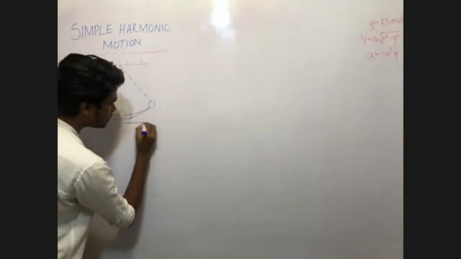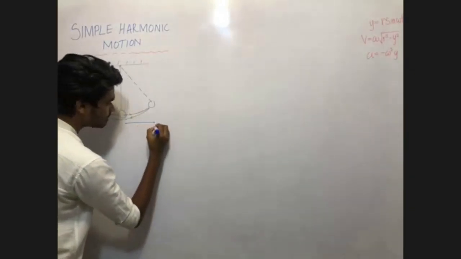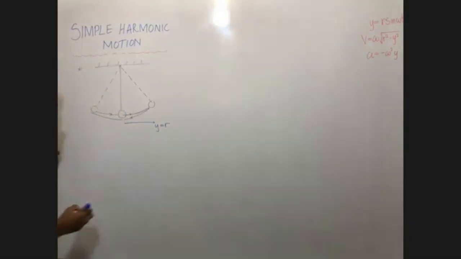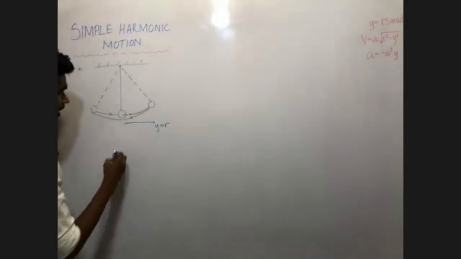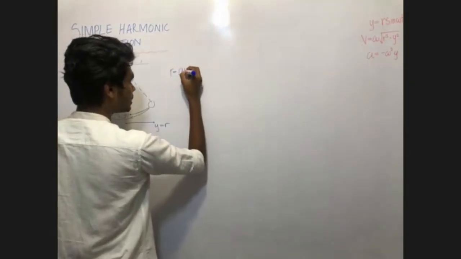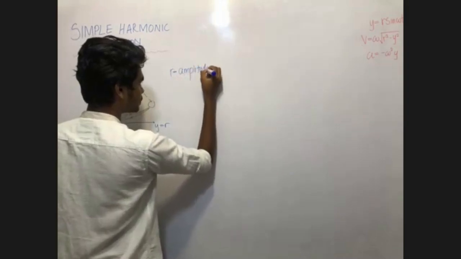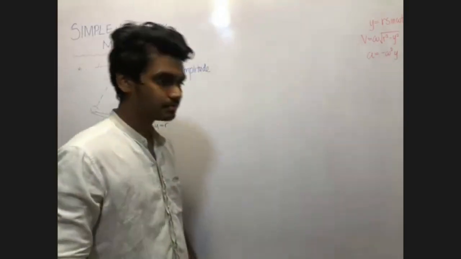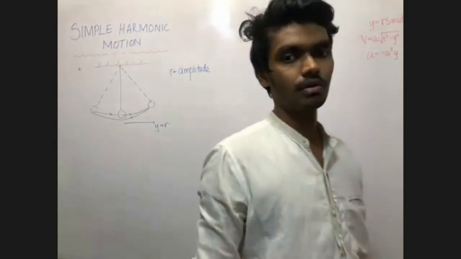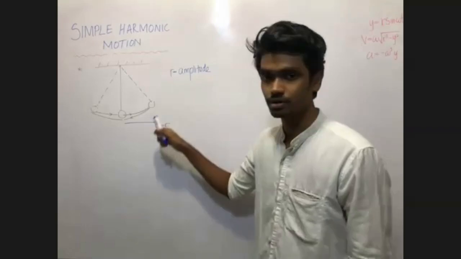So what is the maximum possible displacement? This. So it is y equals R. R is called the amplitude, right? So for the maximum possible displacement, we call it the amplitude.